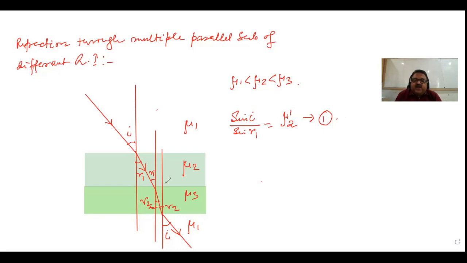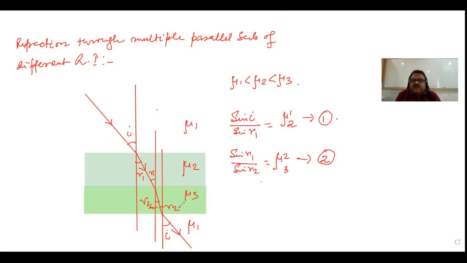Now watch it. If I do this calculation for medium 2 and medium 3, what should I write? r1 is the angle of incidence and r2 is the angle of refraction. So sine r1 by sine r2 is equal to, it's moving from 2 to 3. So what should I write? This is equal to mu. It is moving from which medium to which medium? 2 to 3. So it is the refractive index of medium 3 with respect to medium 2.